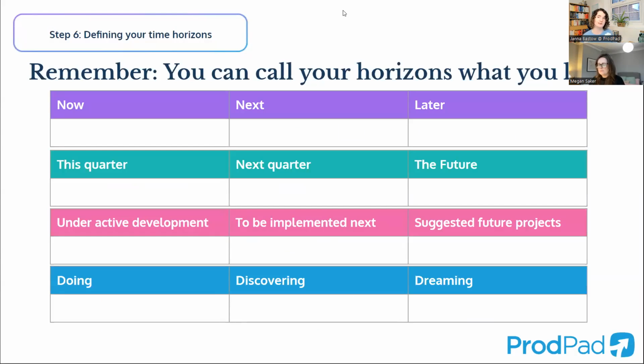Now Next Later is our favorite. Fun fact, it actually started off with the much more catchily named current, near-term, future. So you sometimes see that terminology around still, but Now Next Later has a better ring to it, I think. We see this quarter, next quarter, beyond that; active development, to be implemented next, suggested future projects. One of my favorites, though, is doing, discovering, dreaming. It's a little bit whimsical, but it does describe what's happening in each of those stages.